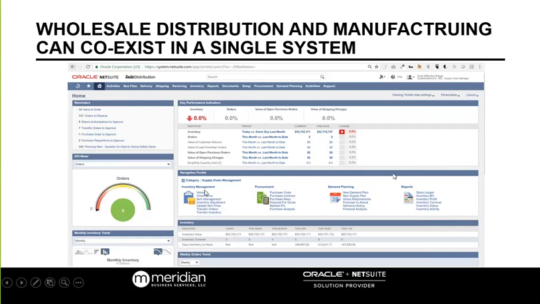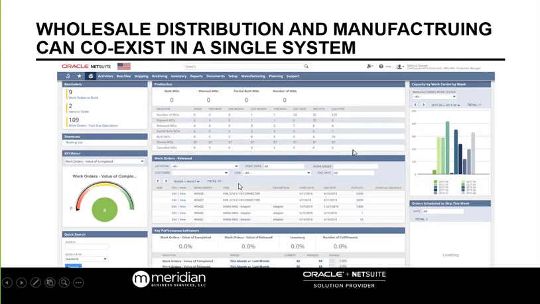So in this case, we're looking at a wholesale distribution dashboard, focusing on supply chain, focusing on inventory, whereas in the same system, we can also have a production dashboard focusing on work orders, focusing on deep manufacturing capabilities that are similar to what you find in a leading manufacturing ERP system. And that's because NetSuite is a leading manufacturing ERP system, a leading distribution ERP system, and a leading services ERP system all in one.